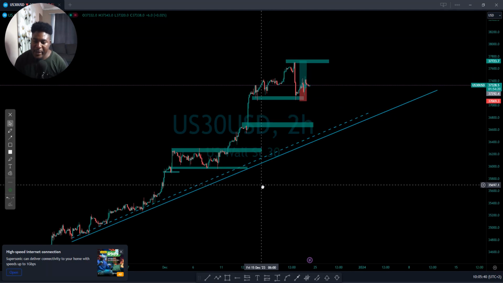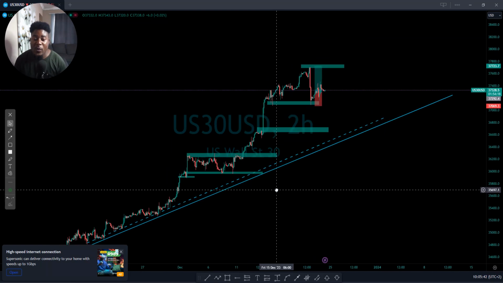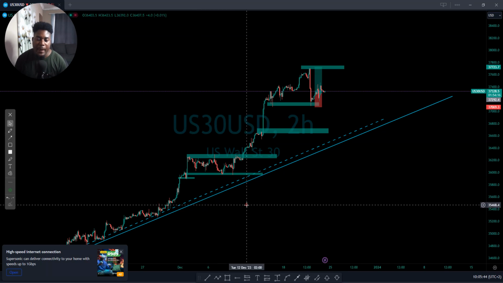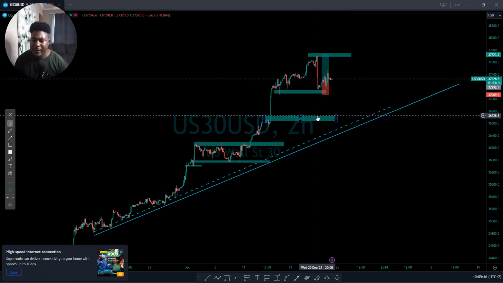So what's really happening on US30? We can see that the market is pushing up very nice.